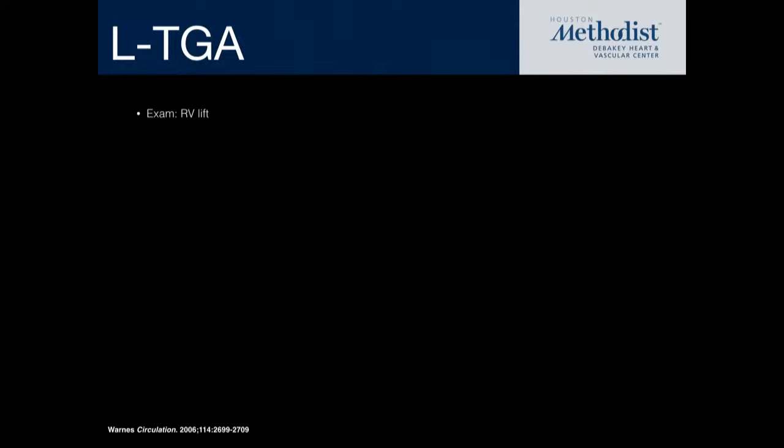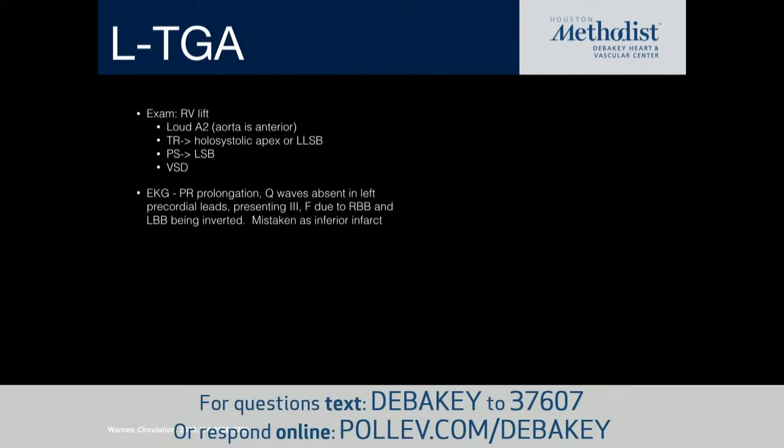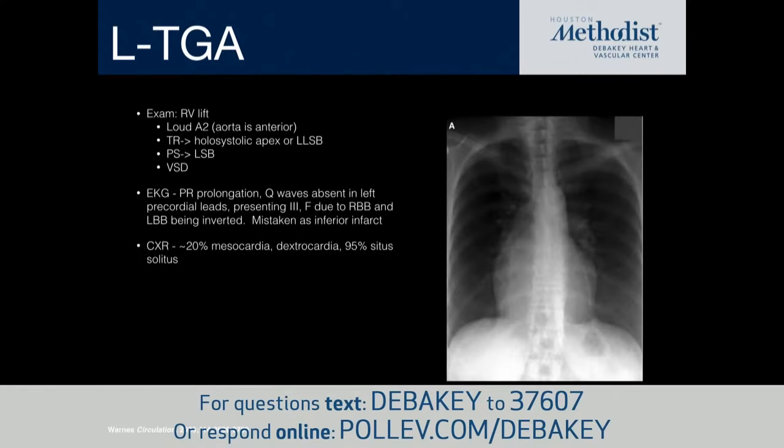One of the problems that we can run into is that there can be an RV lift, consistent with the fact that the right ventricle serves as a systemic ventricle. There can be a loud A2, and there can be tricuspid regurgitation giving you a holosystolic murmur. There can be the sound of pulmonic stenosis, and there can be the sound of a ventricular septal defect. An EKG typically shows this PR prolongation. And one of the interesting things is that they can have findings that are mistaken for an inferior infarct.